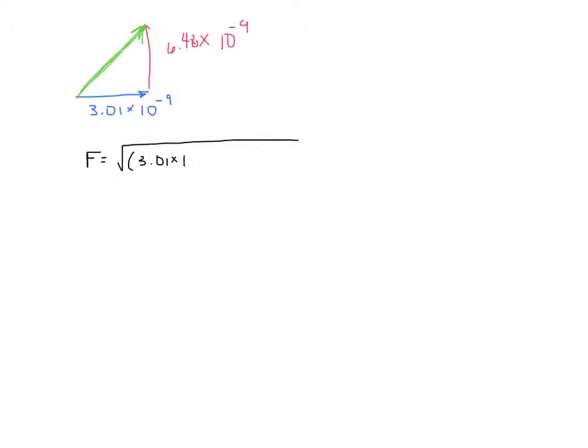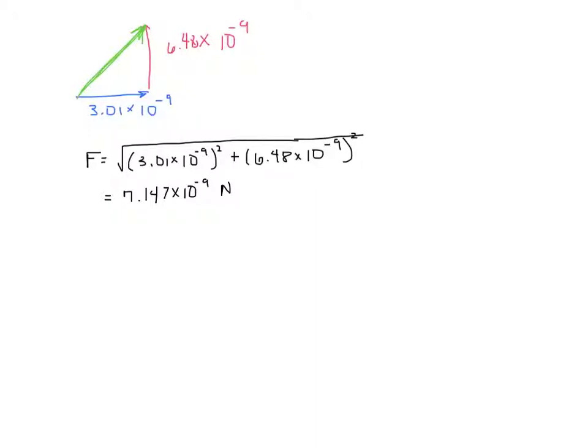(3.01 times 10 to the negative 9) squared plus (6.48 times 10 to the negative 9) also squared, which gives you a value of 7.147 times 10 to the negative 9. So that's the value of this green resultant that we see here.